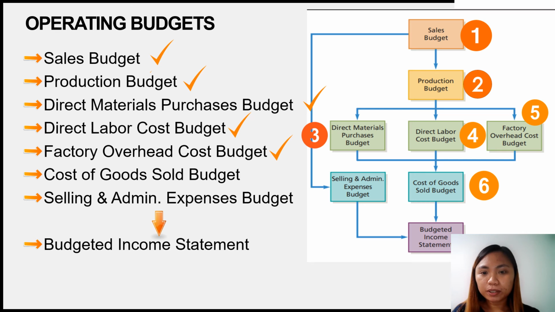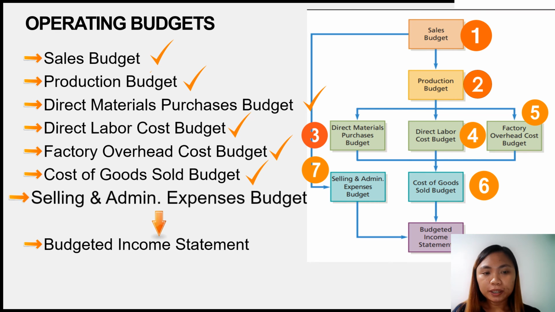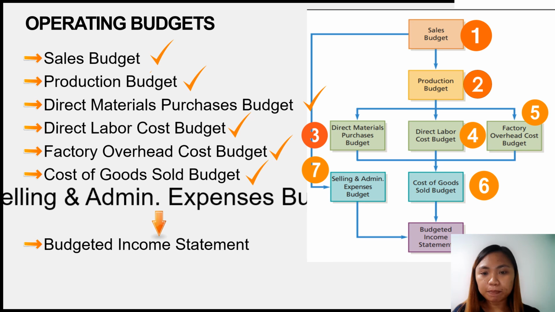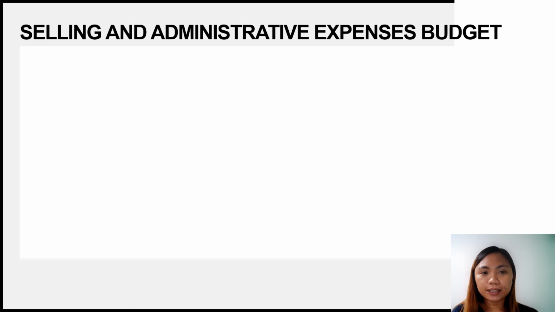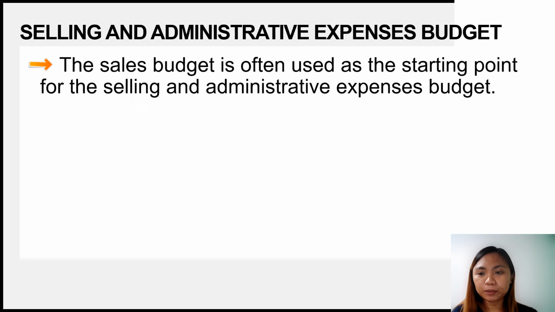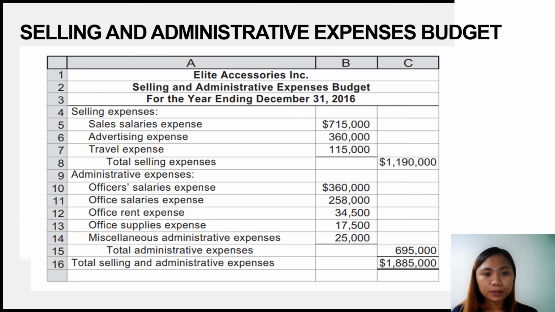So after the computation of the cost of goods sold would be the computation of selling and admin expenses budget. So how is the selling and administrative expenses budget computed? So the sales budget is often used as the starting point for the selling and administrative expenses budget. For example, a budgeted increase in sales may require more advertising expenses. So to illustrate, so this is the selling and administrative expenses budget of Elite Accessories Incorporated for the year ending December 31, 2016.